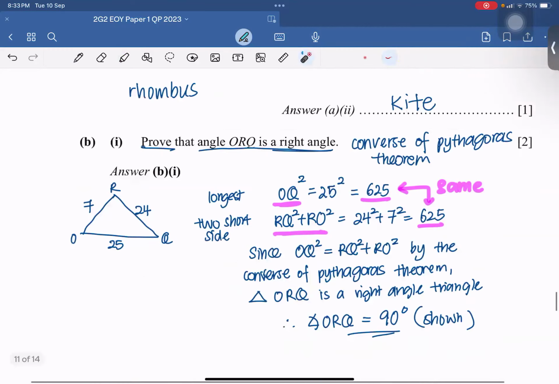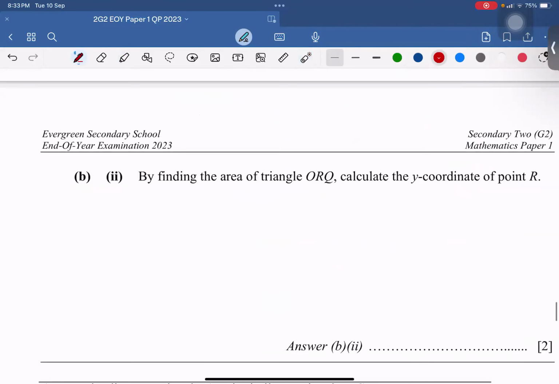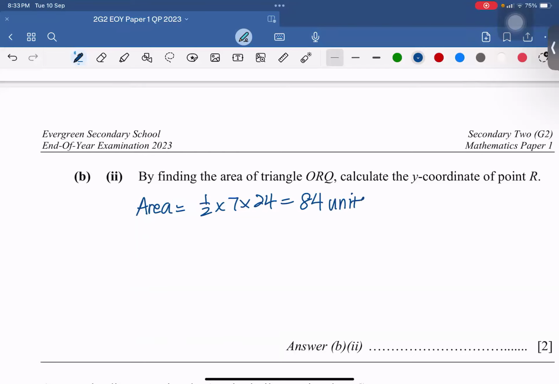So area of triangle, I do not know what they want me to do, but never mind, I find the area of the triangle first. So area equals half times 7 times 24. Answer: 12 times 7 is 84 units square.